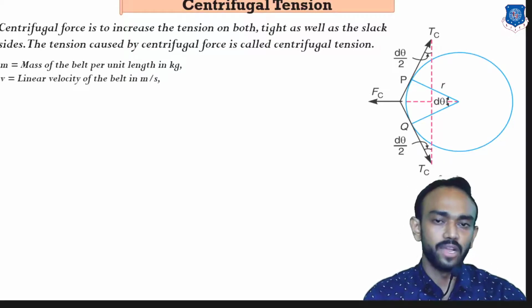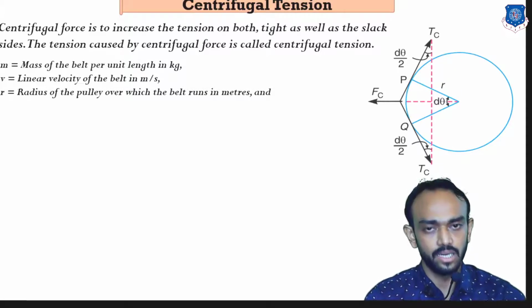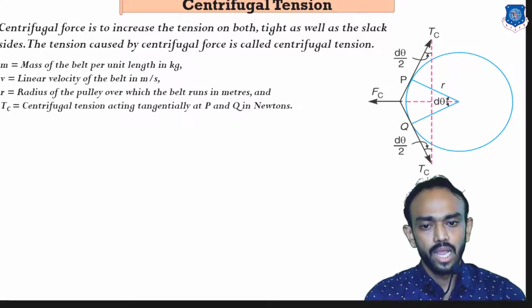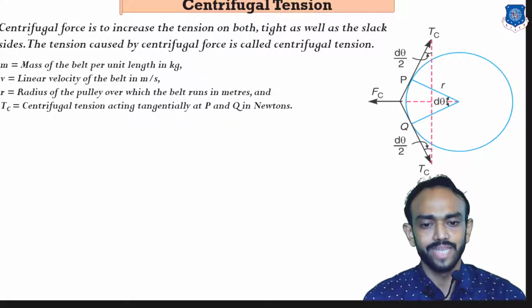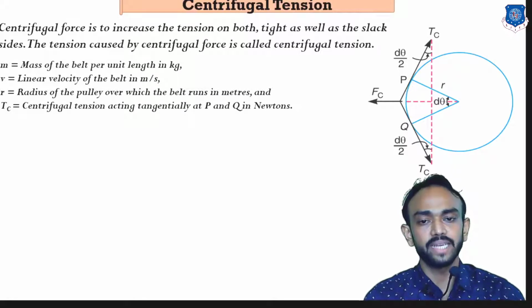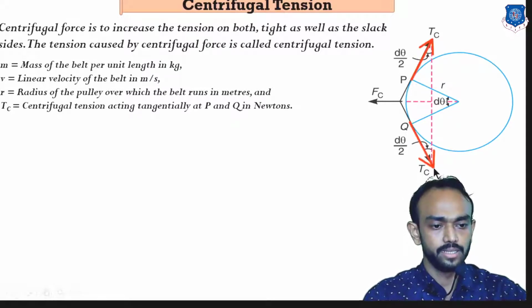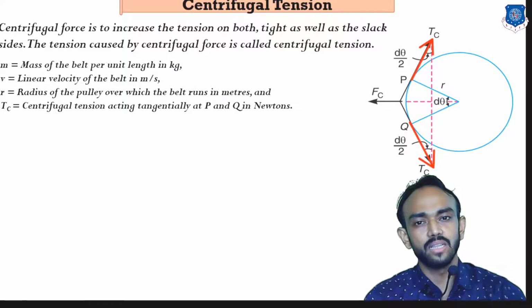After that, the velocity of belt v in meter per second. Then the radius of the pulley, we have taken here the driven pulley. So r is the radius of pulley over which the belt is rotating, and centrifugal tension is Tc, which is acting at points P and Q in opposite directions. So Tc is a centrifugal tension acting tangentially at P and Q. You can see there is point P here in this direction, and on Q in this direction, tangential to the pulley. Okay.